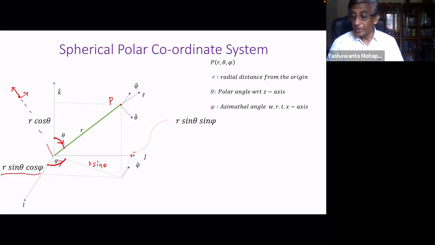These things are fixed. And phi is called the azimuthal angle with respect to the x-axis. These are conventions, okay, and we'll follow these conventions.